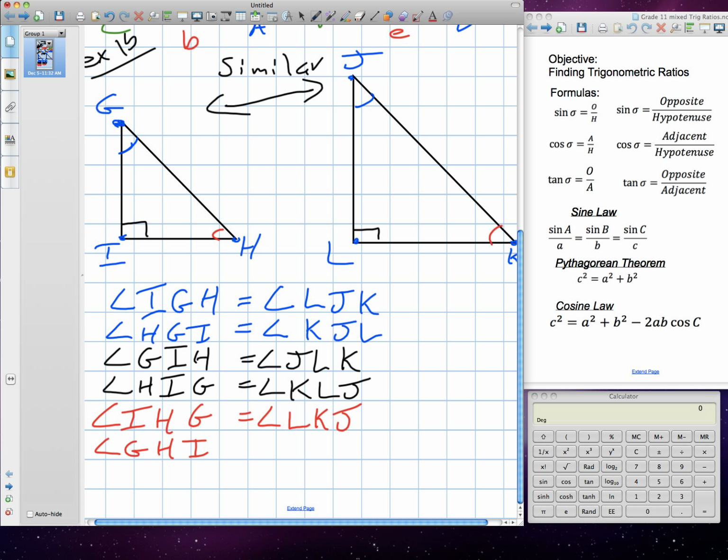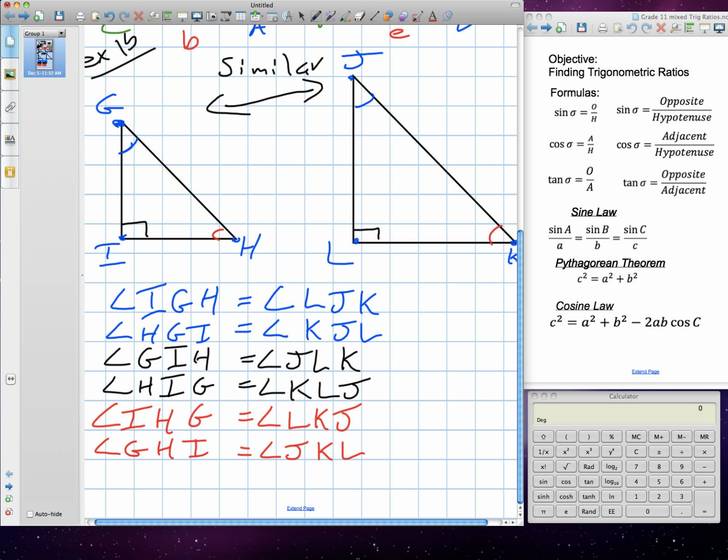LKJ. Remember, they started at I, went to H, so we'd start at L, go to K. And finally, angle GHI would be JKL. Now, everything in red actually has the same measurement. Everything in black has the same measurement. Everything in blue has the same measurement.